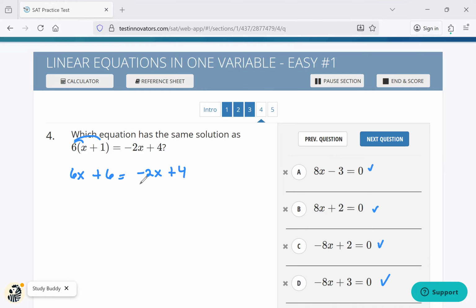So first with the negative 2x, to move that to the other side, you have to add 2x. And then this 4, to get that on the other side, you have to subtract 4. So this cancels, this cancels, and you're left with 0. And then what's 6x plus 2x? 8x. And then what's 6 minus 4? 2. So I have 8x plus 2 equals 0, so it looks like this is the same one.